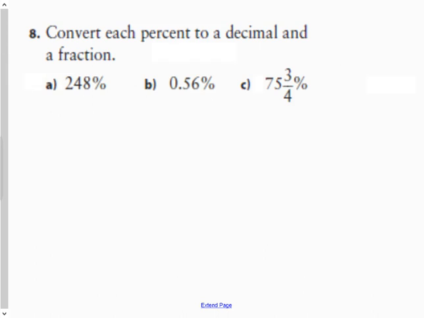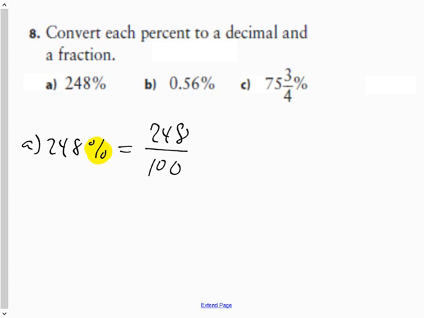Question 8 says, this time we're given the percentage and it asks us to change it to a decimal and a fraction. So for A, 248%, what do you think the first thing I'm going to change it to is? Fraction, because it's really easy. Because we have a percent, that means automatically I can make it a fraction out of 100, which is 248 out of 100.